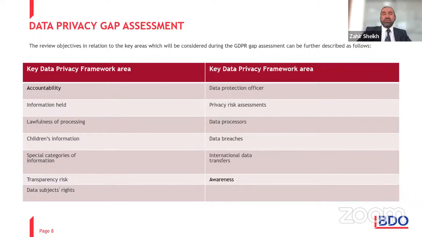Starting at the left-hand side, going down: accountability. How is your organization demonstrating accountability in the area of data privacy? In this particular area, we would look at all of your policies and procedures, and we would review all of these for demonstration that you are actually on top of the accountability area.